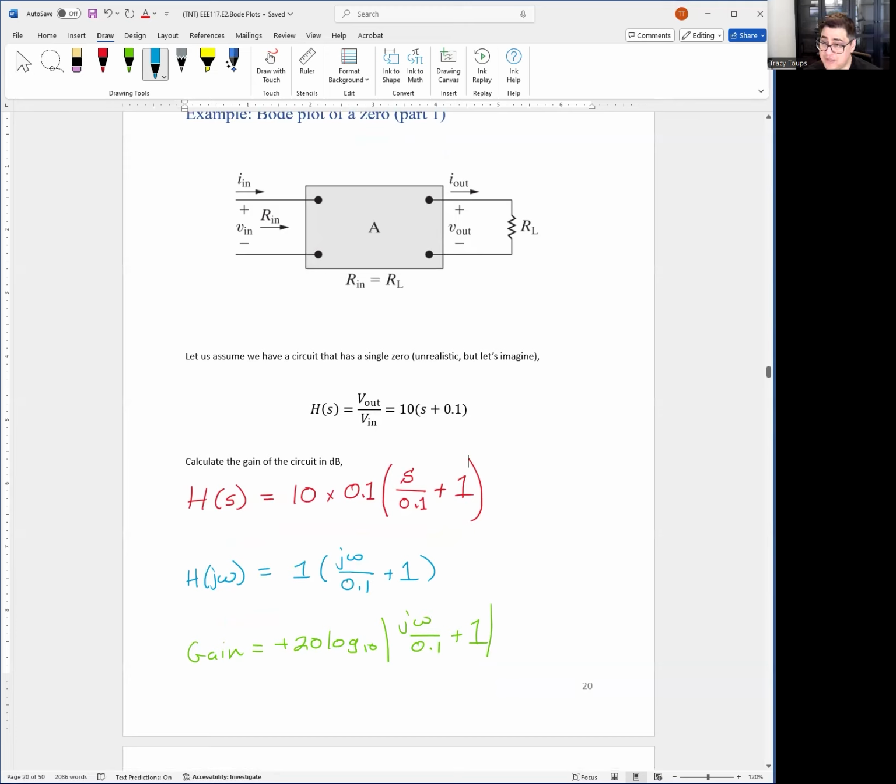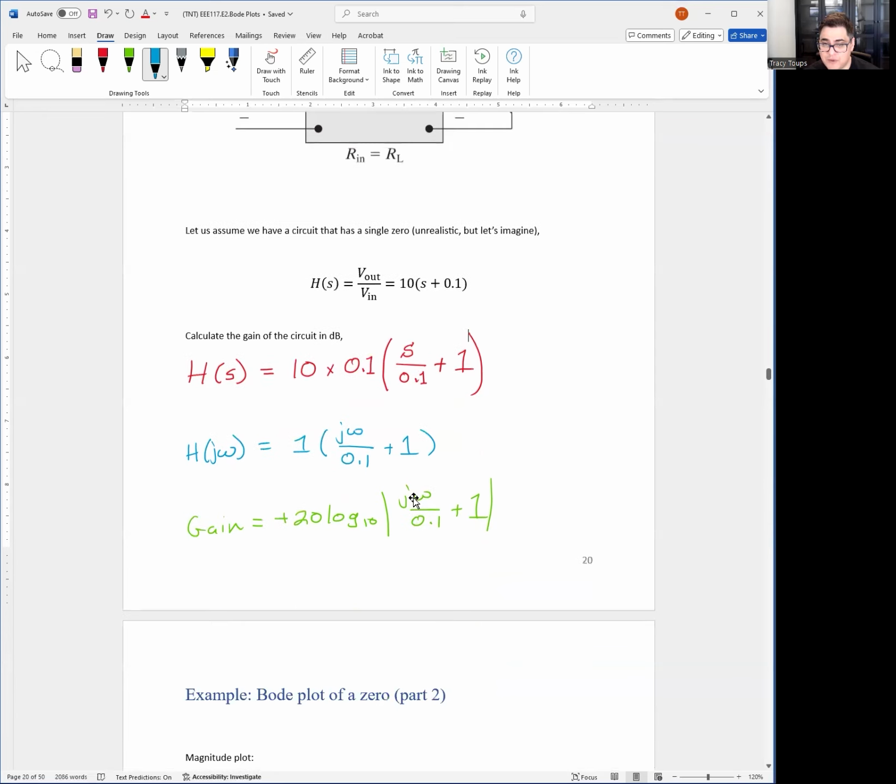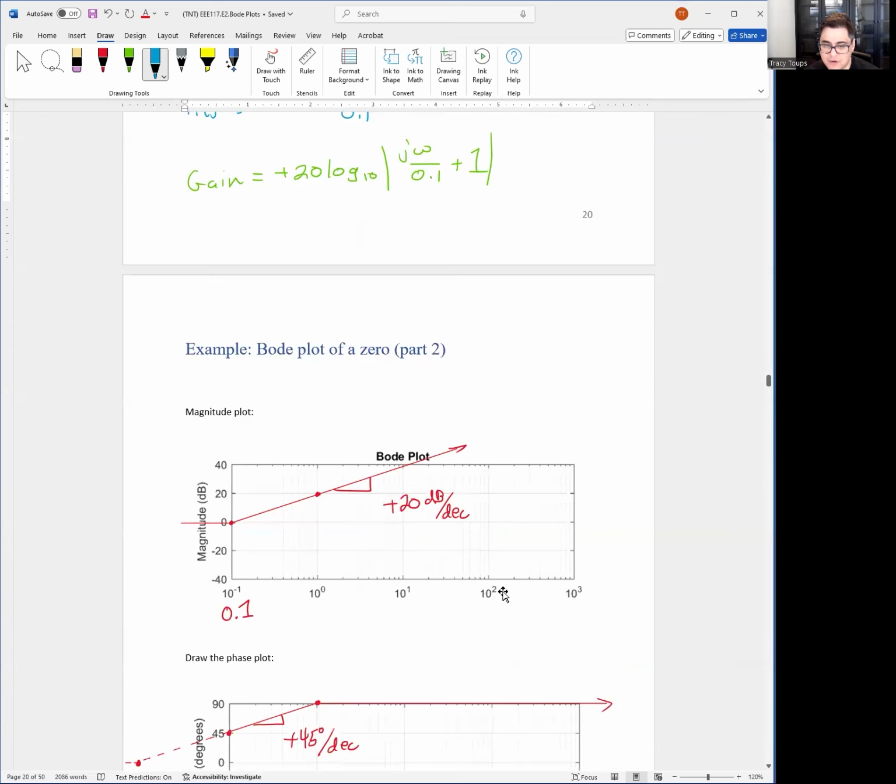Very, very low frequency, but it's there. The gain is now, notice, positive 20 log base 10 of (jω over 0.1 plus 1). Positive, big deal, because this is a 0. So we could graph it. The main thing we need to know is 0.1 is our starting point. Notice in the graph, 0.1 is right here, 10 to the negative 1. Anything below is 0, and everything above shoots up at a positive 20 dB per decade. So we go to 0, then positive 20, positive 40, positive 60, positive 80, and so on.